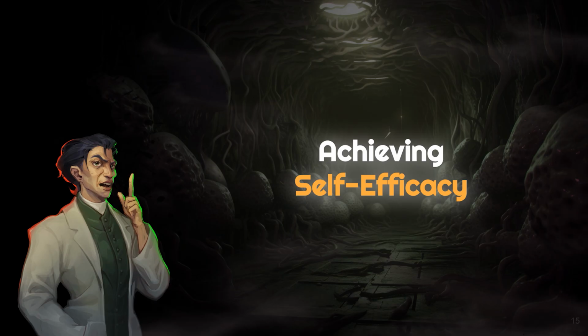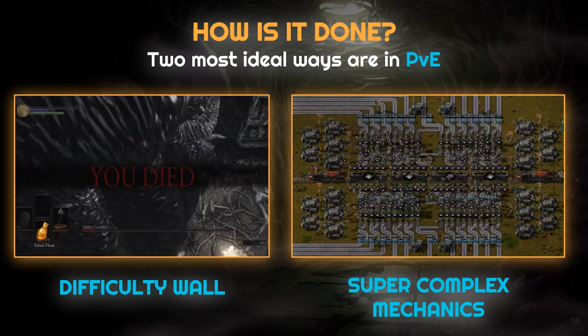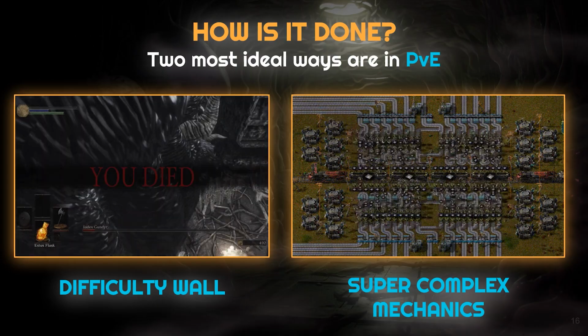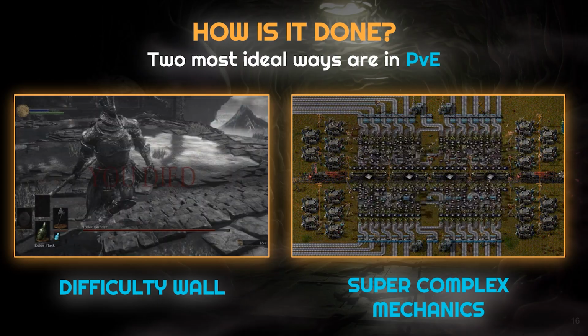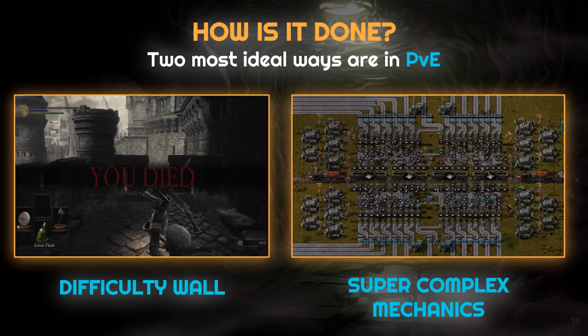So all that said, how do you achieve self-efficacy in games? Well, ideally, in PvE environments, it's done mostly in 2 ways. One is difficulty walls. Old school arcade games used to follow this. Remember, we all used to play games where it was super hard. Nobody even saw the end of those games most of the time. But modern games, for anything from Souls games or Hollow Knight, are hard to get through, but people play through them.